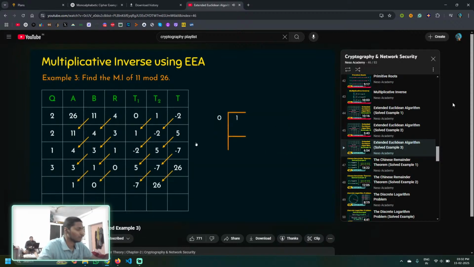Let's do A mod B operation. Obviously, we are encountering a situation divide by 0. It cannot be proceeded further. So we are stopping this algorithm up to this. So when we encounter a situation divide by 0, whatever is there in T1, that's the multiplicative inverse. So the multiplicative inverse of 11 mod 26 is minus 7.